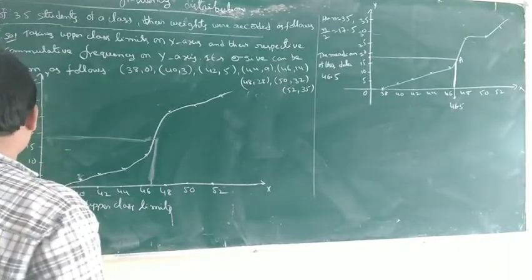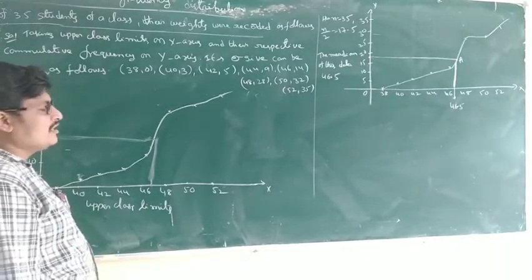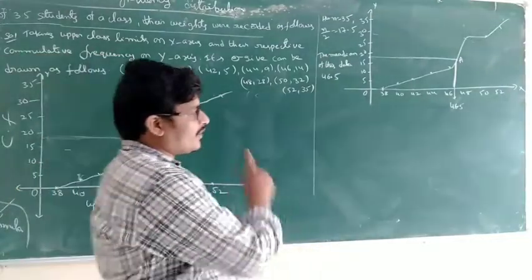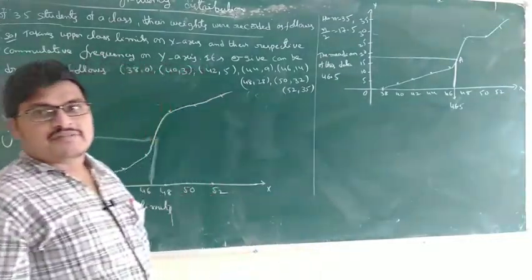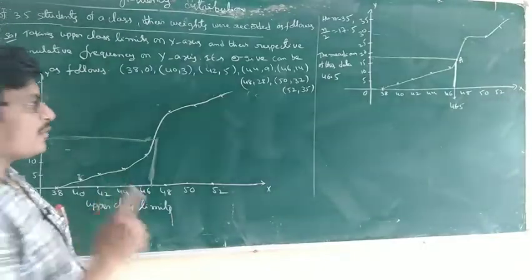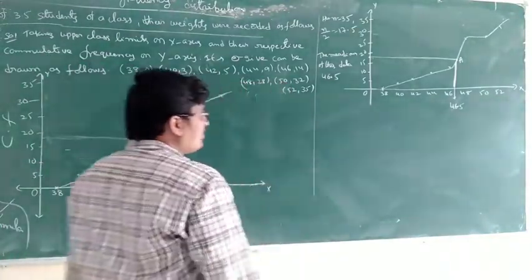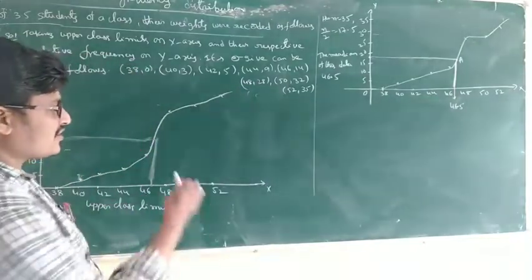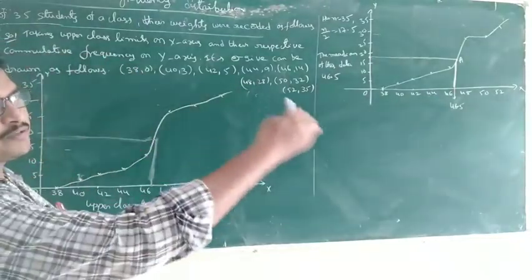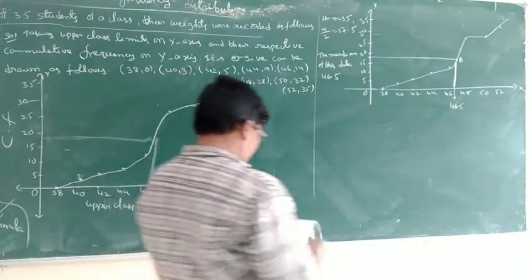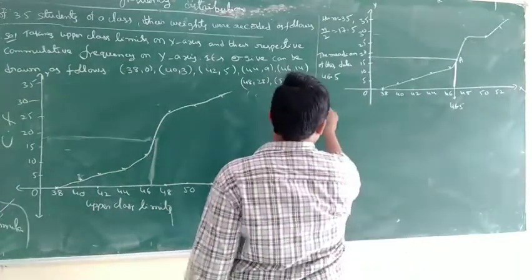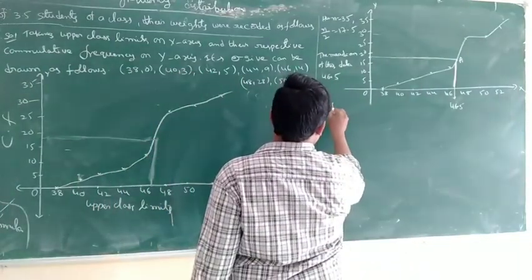Next, the third part: verify the result by using the formula. The median 46.5 is verified by using the formula. How to verify it? Median formula, L plus. In the median, what do we have to find? Class intervals, frequencies, cumulative frequencies. This is the sequence. So next, verification.